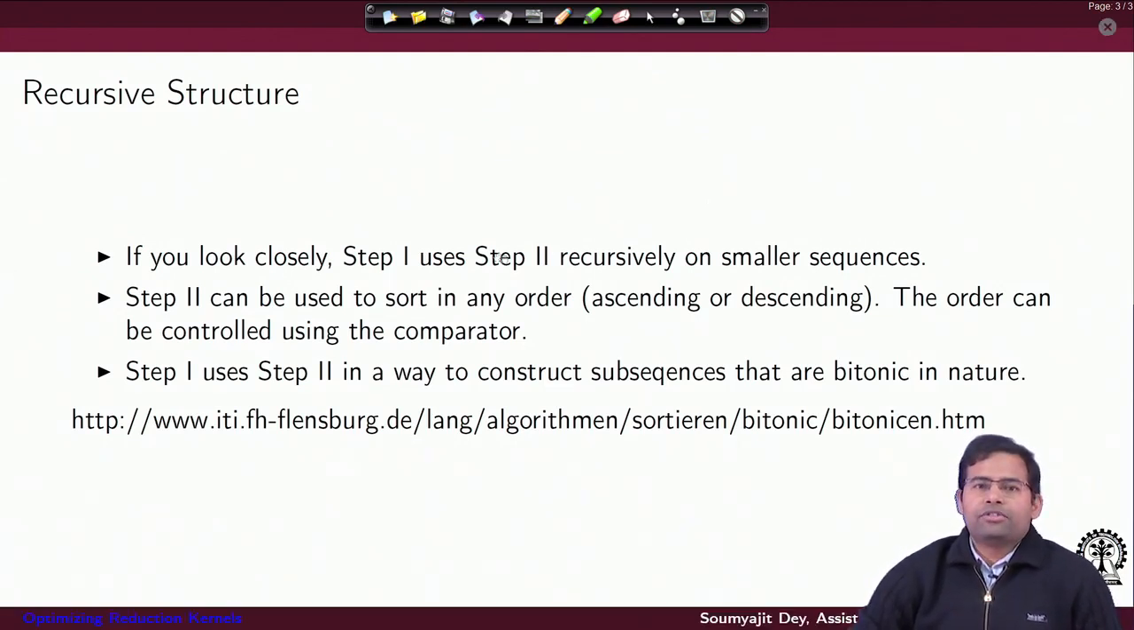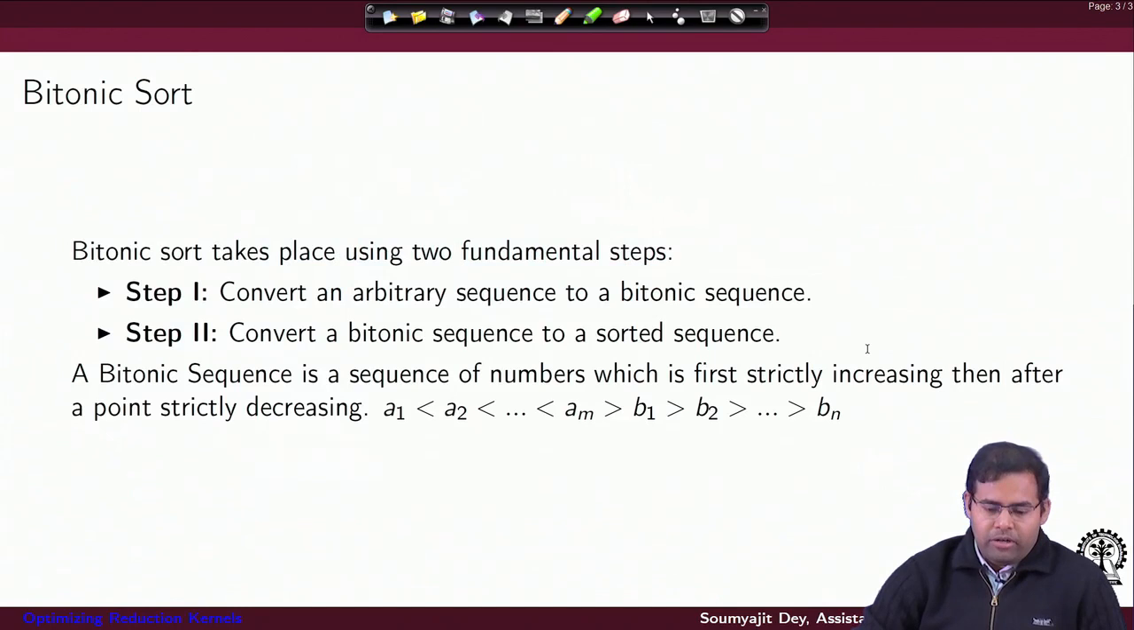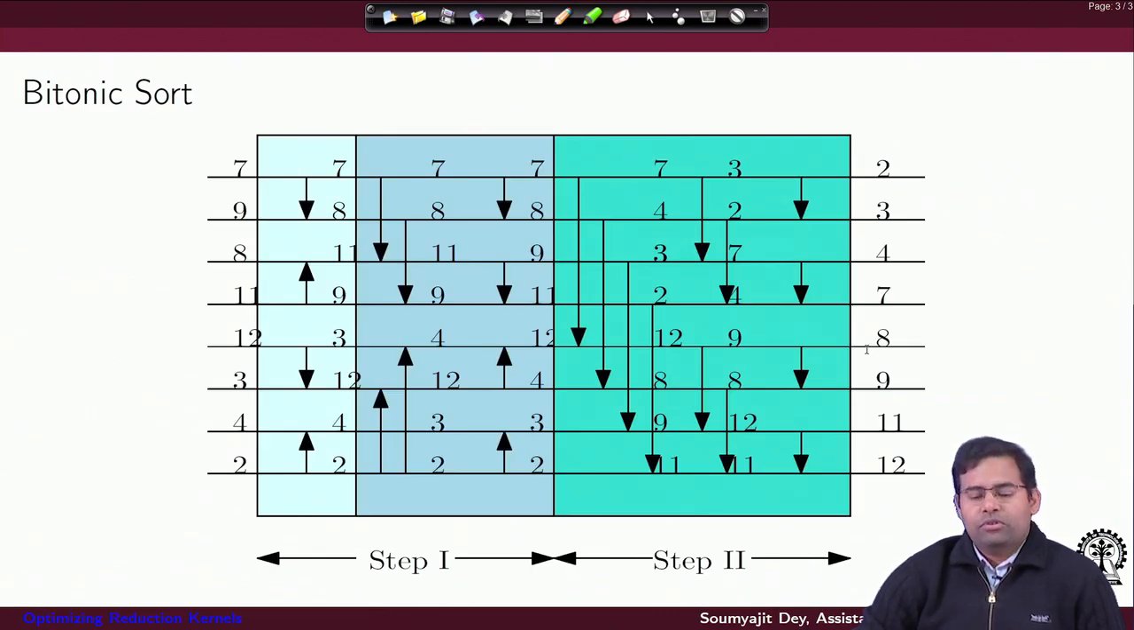Observe something, that step 1 is using step 2 recursively on smaller sequences. Now, why is that so? Let us go back to the definition of a Bitonic sequence. So, it's first going to increase and then it's going to decrease, right? So, then I would say that the smallest Bitonic sequence would be just a collection of two numbers, right? A collection of two numbers.